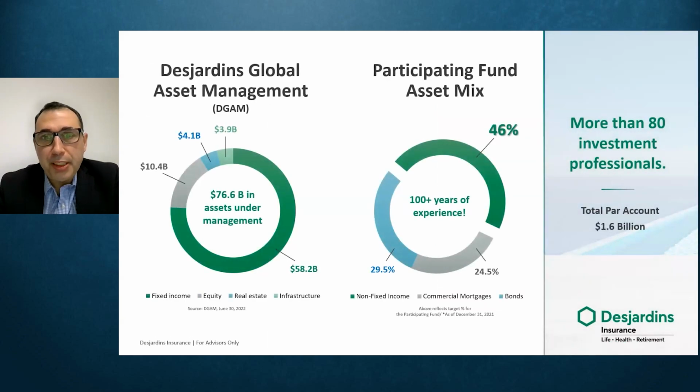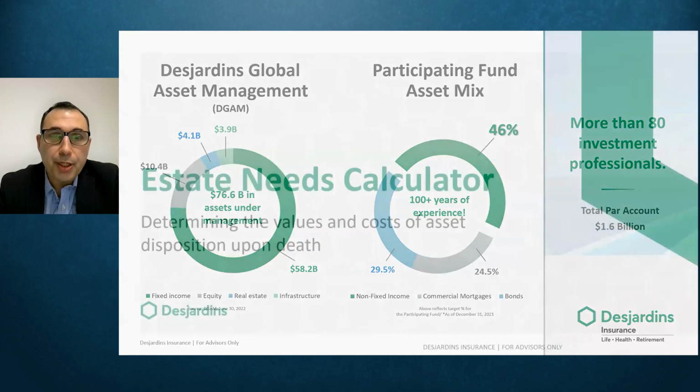And just on the par fund, a bit of background here. So 1.6 billion in total par assets. Our fund is managed by Desjardins Global Asset Management, and we do have much higher non-fixed income weighting than most par funds in the marketplace. In addition to that unique 5-pay solution we launched recently, just figured I'd share that with you.